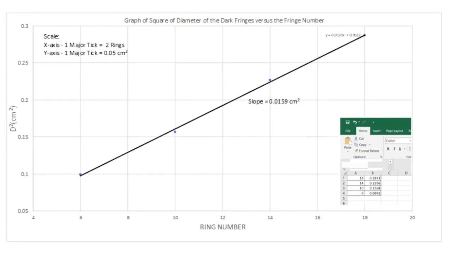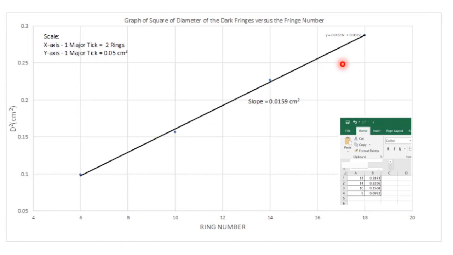Now this is the graph of the square of diameter of the dark fringes versus the fringe number. As you can see, the title of the graph. All the graphs that you plot in this course must have a title. Okay. On the x-axis, I have plotted the ring number. On the y-axis, I have plotted the diameter square of all the rings along with the units. And when you plot the data points, you get a graph that looks like this. So you have a data point over here, over here, over here, and over here.